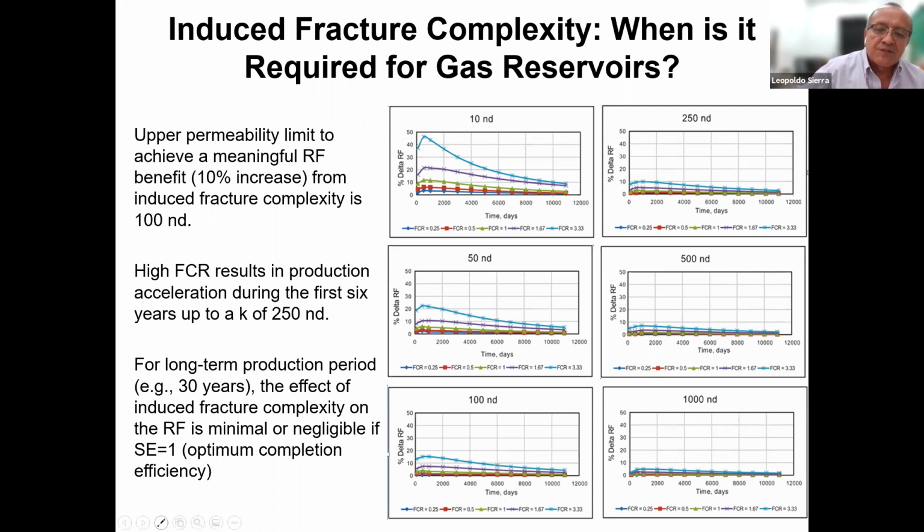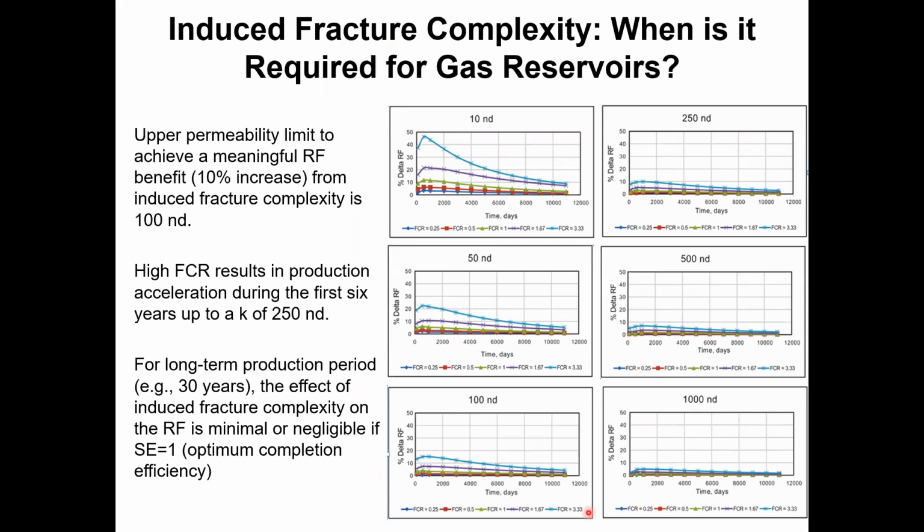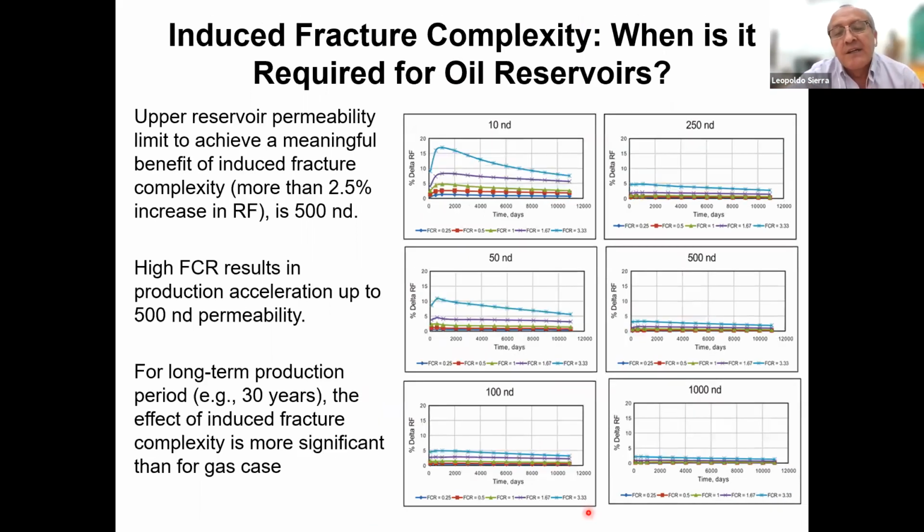So again, for gas reservoirs, or unconventional gas producer reservoirs, the fracture complexity is only necessary for permeabilities lower than 100 nanodarcies. Above that, we don't need to assure that we generate complex fractures.